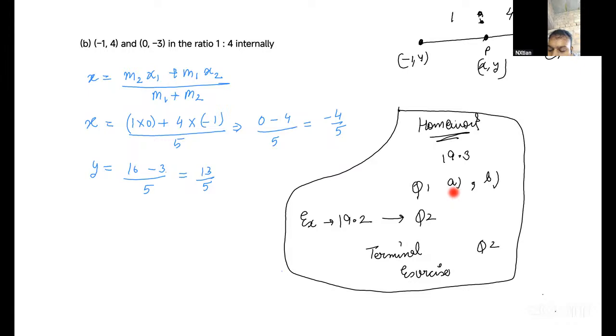Question number 1 of 19.3, A and B. 19.2, question number 2, and terminal question number 2. Only that one. So you could have just written 19.3 question 1 instead of mentioning A and B. It only has A and B, nothing more. First question, A and B.